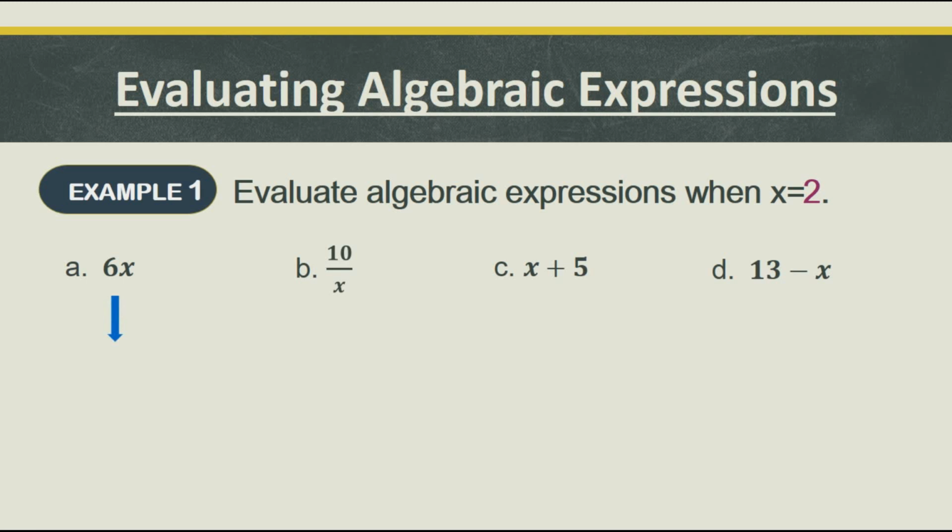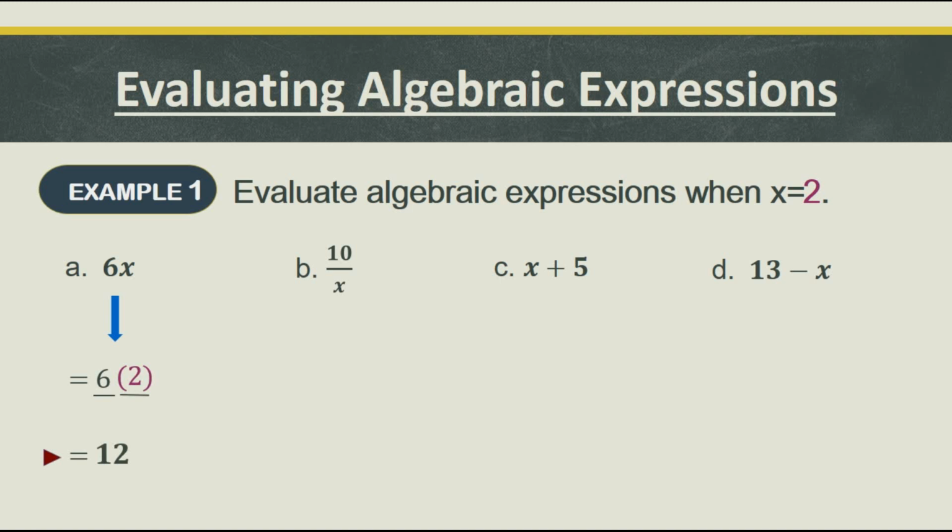To evaluate 6x when x equals 2, simply substitute x with its given value. So this is equal to 6 and then open and close parentheses 2. Remember, when the expression is written like this, 6 followed by the value of x enclosed in parentheses, it means that the operation to perform is multiplication. So 6 times 2 equals 12.